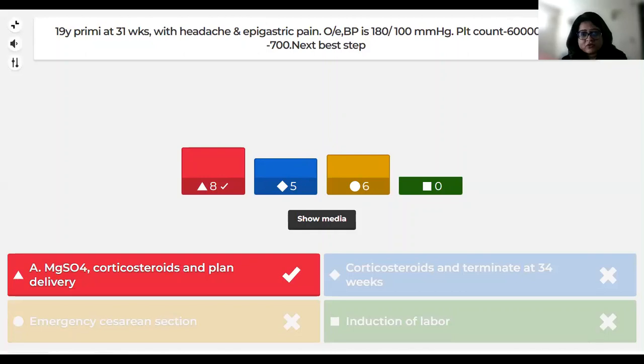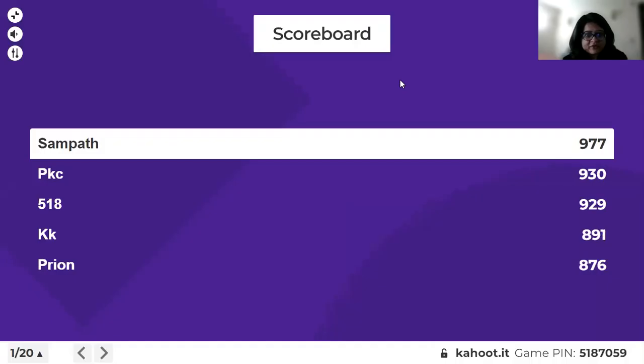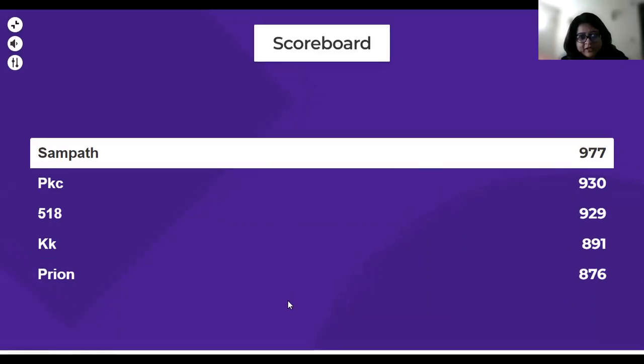Let's see the scoreboard. Sampath is on top, PKC 500, KK Prayan. Next question. Not able to open the MCQs on mobile? The question will appear on top on the Zoom. Sampath, if you have any doubt, the question should appear on top, and you should be able to mark color coded A, B, C, or D. And you've scored on the first question. You're number 1 right now. So I think you've sorted that out.